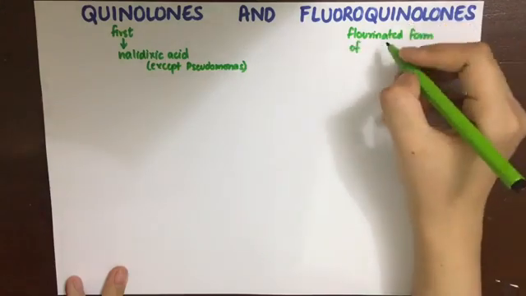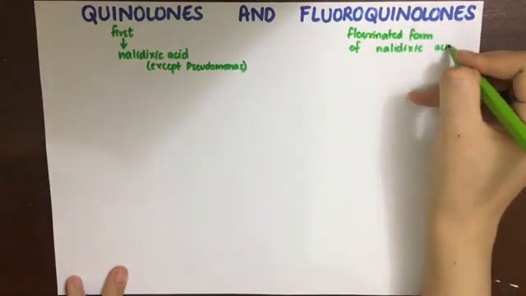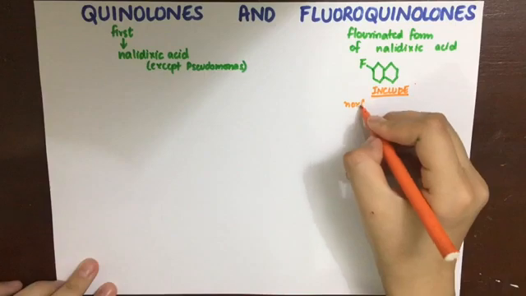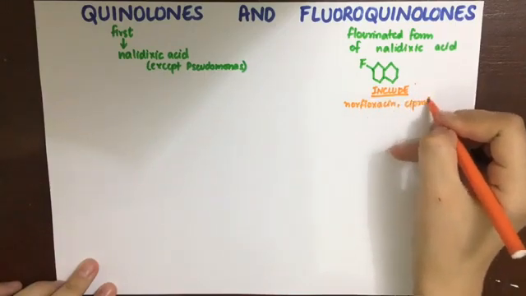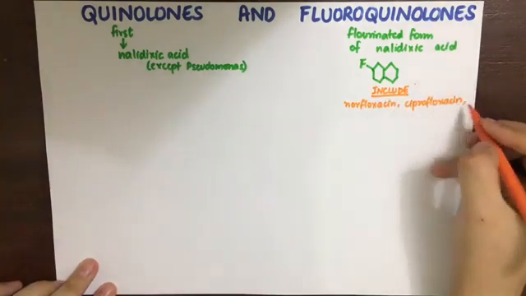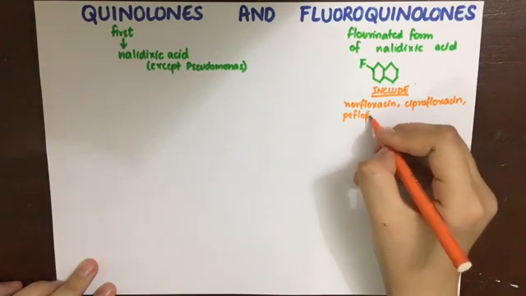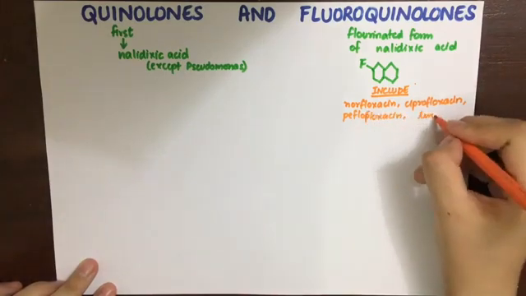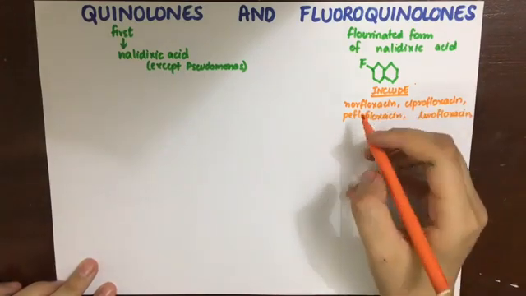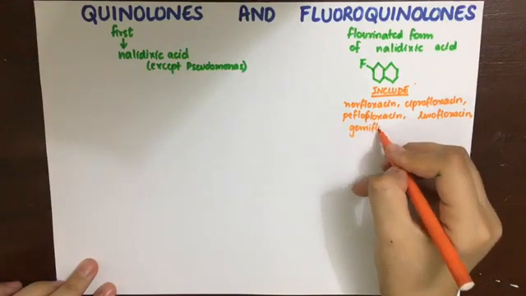Then, fluorinated analogues of nalidixic acid were developed, known as fluoroquinolones, which had activity against Pseudomonas as well. They include norfloxacin, ciprofloxacin, pefloxacin, levofloxacin, gemifloxacin, and moxifloxacin, etc.